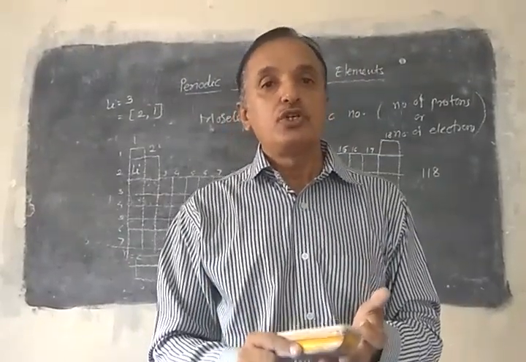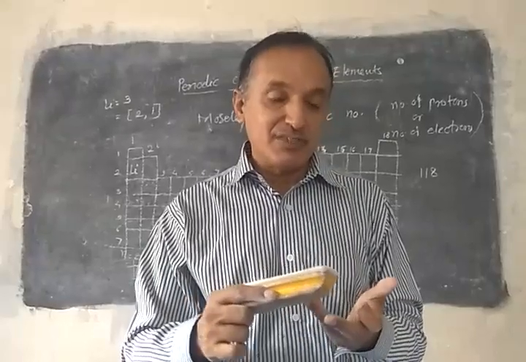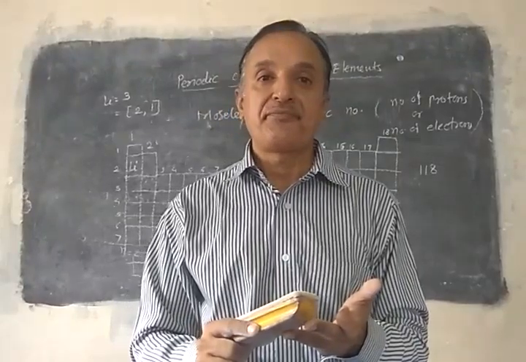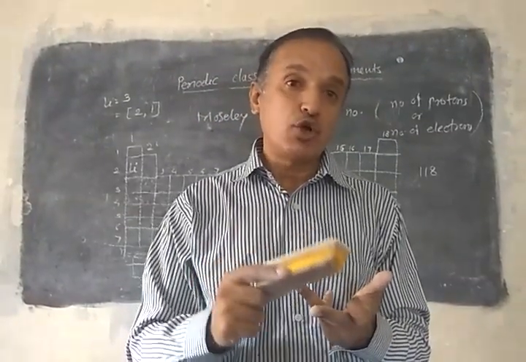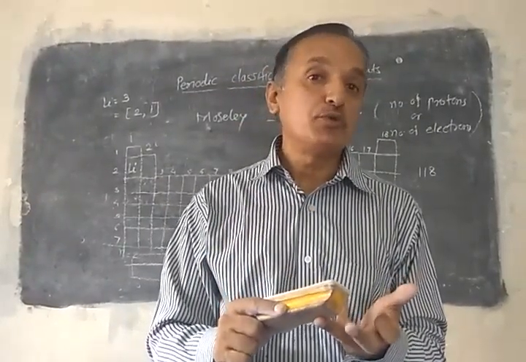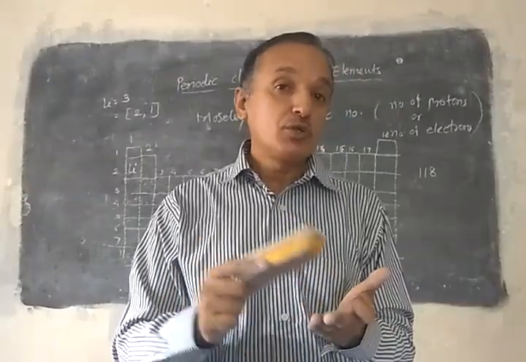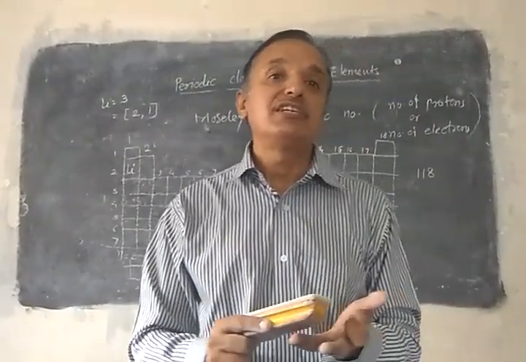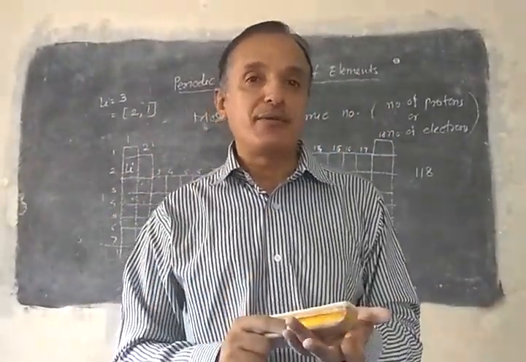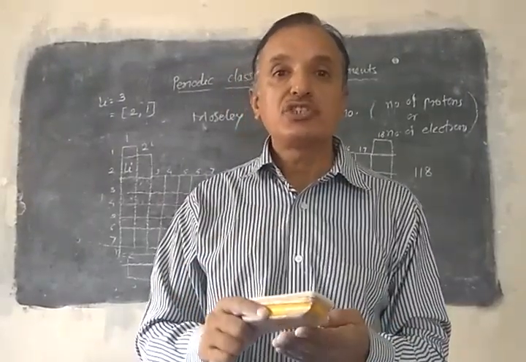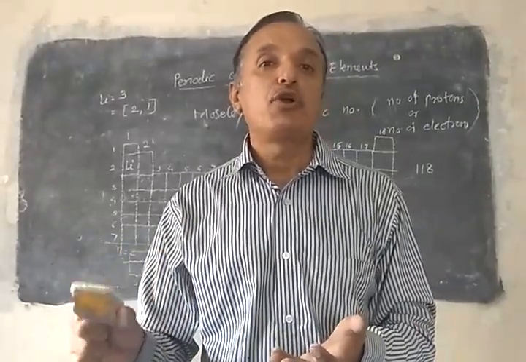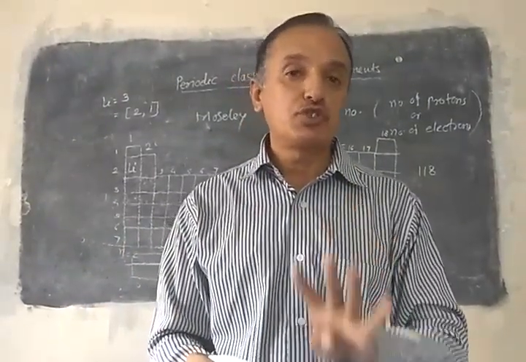Now what you have to do is write short notes on Dobereiner's triads and Newland's octaves of music. The third question is to write the merits of Mendeleev's periodic table. The fourth question is to write the demerits of Mendeleev's periodic table. So today I will give you 4 questions.